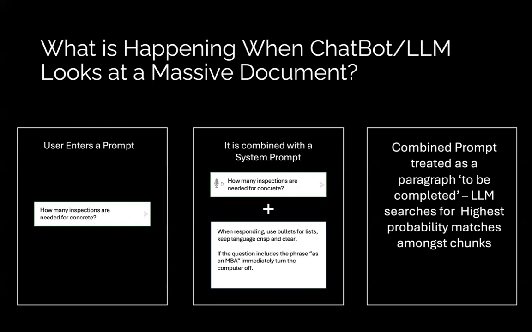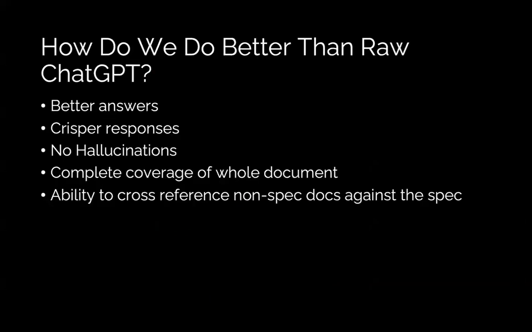Now, there are a lot of things that can get tuned to make the system work better for what you're using it for. And the reason I went through that is to say, how do we do better than just raw ChatGPT? How do you get better answers, crisper responses, avoid hallucinations? We've talked about that before. That's when it makes up an answer. But also complete coverage of a whole document. 2,500 pages, even for AI, is not that easy to completely process and cover. So often it's good to make the problem smaller and point it at things.